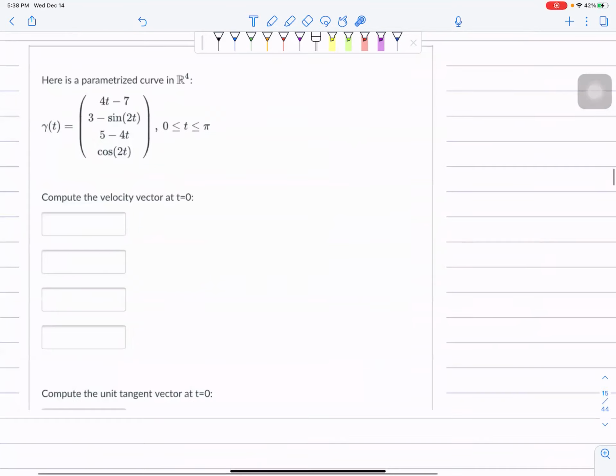You're given a parameterized curve. Here they call it gamma. In my notation, I called it r. We can also call it gamma though. And they say to compute the velocity vector. Well, velocity vector is always the derivative.